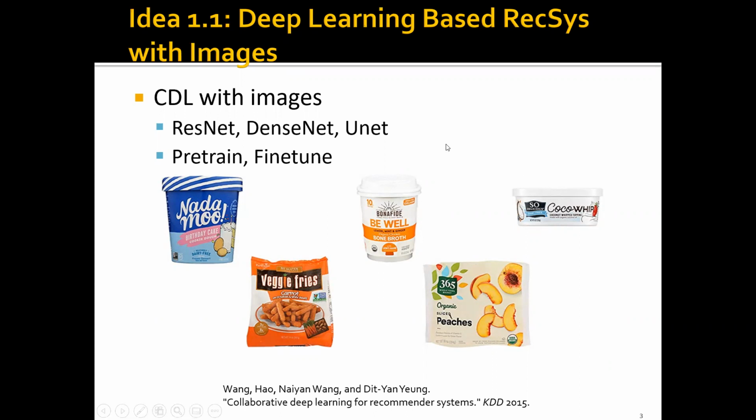And you might need to use some deep learning models such as ResNet, LeNet, or UNet to extract features from these images. And you can either use the pre-trained model directly, or you can use the pre-trained model first and then fine-tune the model specifically for this recommender system model. This is one of the ideas.